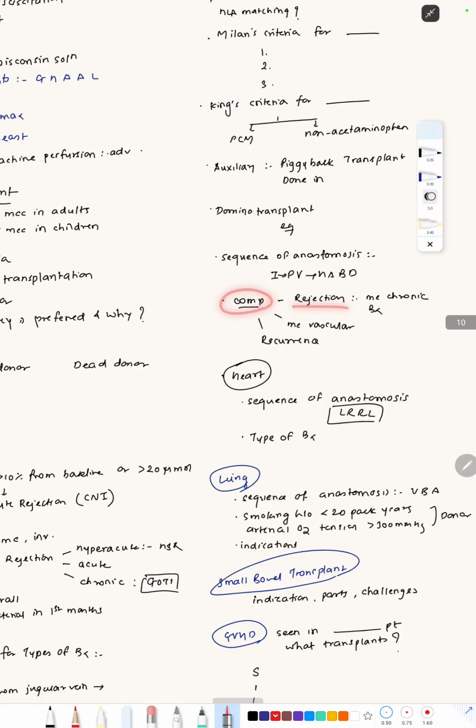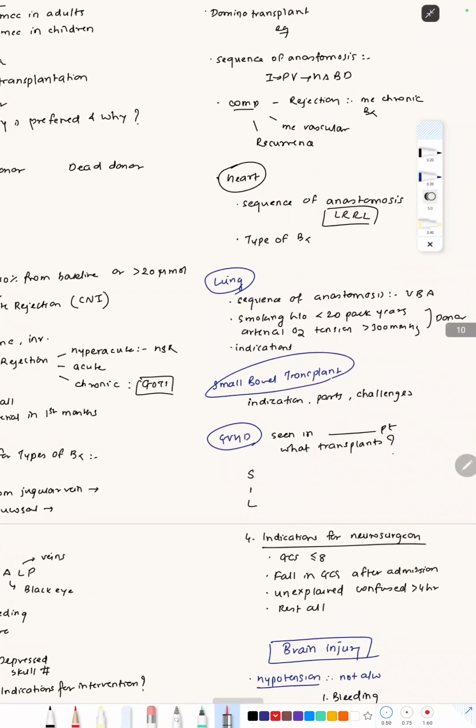Complication, rejection: there is no hyperacute rejection as there is no HLA matching required over here. It can be either acute or chronic, out of which the chronic is most common, and on histopathological examination we see a vanishing duct syndrome. Then the most common vascular complication is going to be hepatic artery thrombosis, and recurrence is another complication.